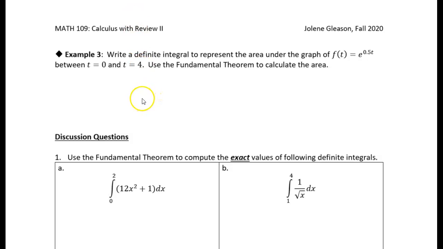All right, I've just got one more example, and then you need to do some practice. That's the only way to learn this stuff, is to do practice.